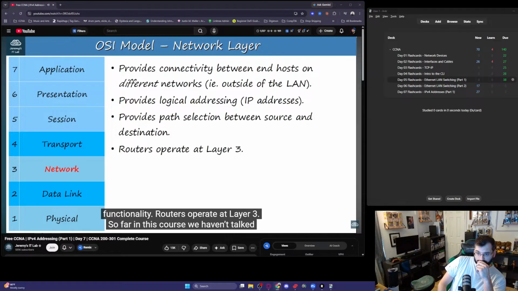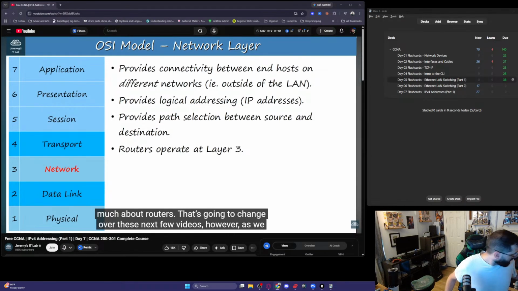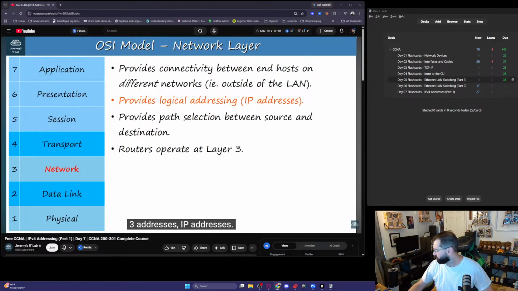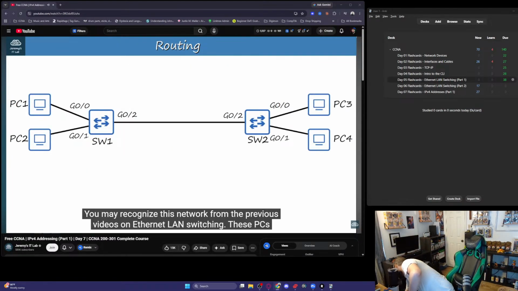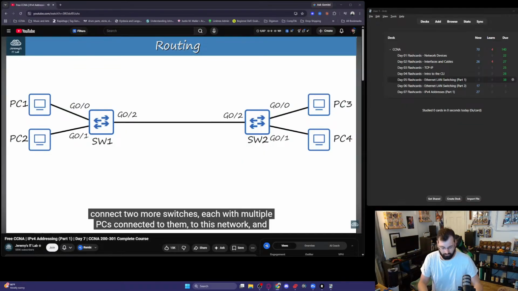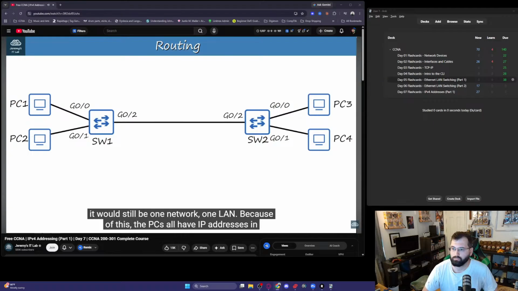Routers operate at Layer 3. So far in this course, we haven't talked much about routers. That's going to change over these next few videos, however, as we talk about Layer 3. In this video, our focus will be specifically on the logical Layer 3 addresses, IP addresses. You may recognize this network from the previous videos on Ethernet LAN switching. These PCs are all connected by switches, so they are part of the same network. These Layer 2 devices, switches, do not separate different networks. They connect and expand networks. I could connect 2 more switches, each with multiple PCs connected to them, to this network, and it would still be one network, one LAN.